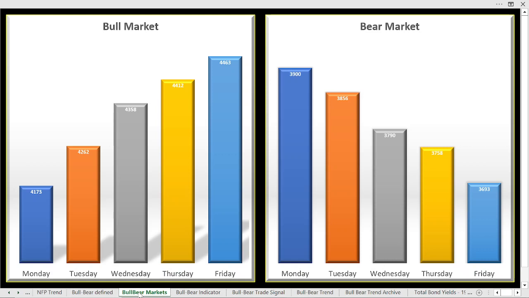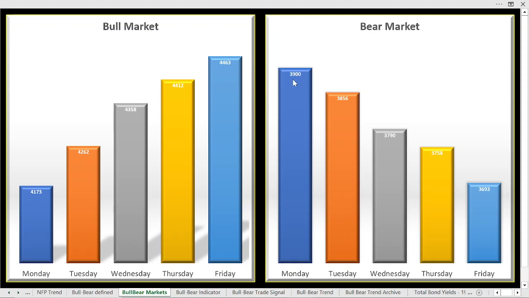On the left-hand side, we see a bull market. The S&P 500 opened at 4173 on Monday. Tuesday, it accomplished 4262. Wednesday, 4358. And finally, on Friday, closing at 4463. So we can see over the course of the week, the S&P 500 moves higher and higher.